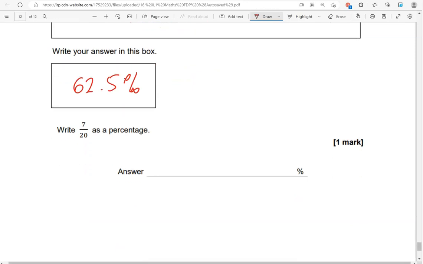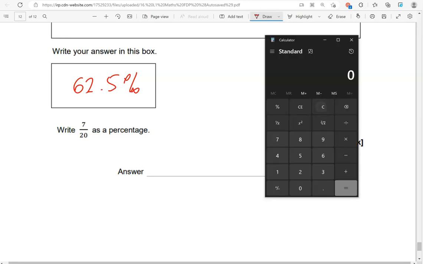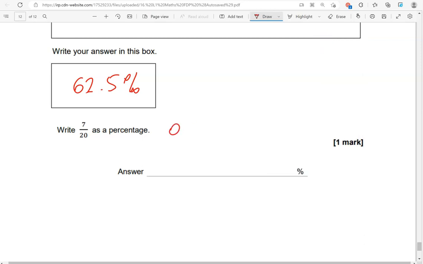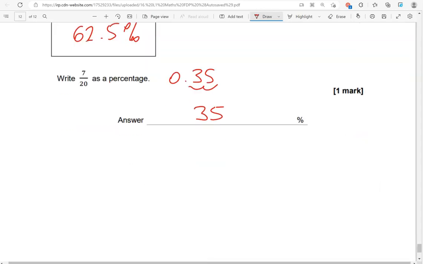Write 7/20 as a percentage. So 7/20, 7 divided by 20 is 0.35, which is 35%, just like 35 pence. And this is the end of the questions.